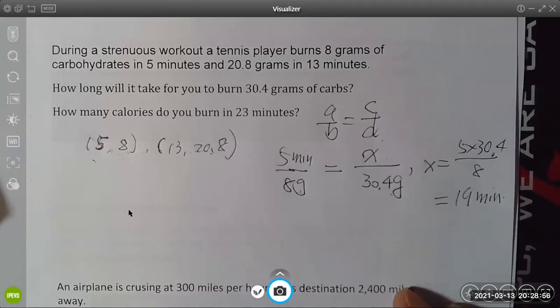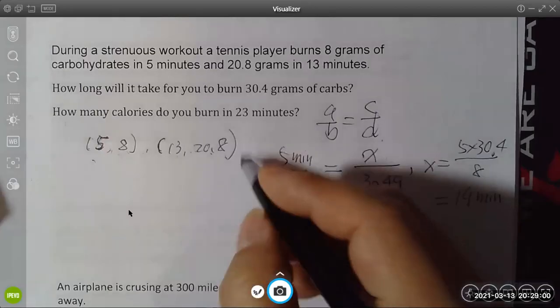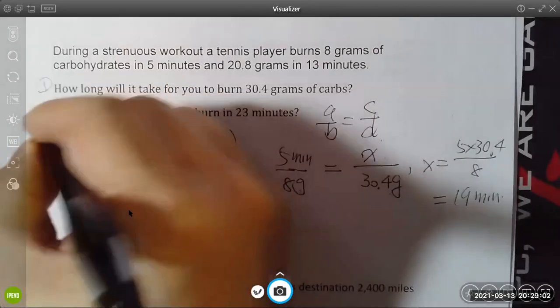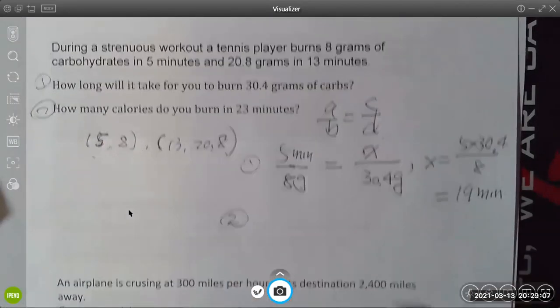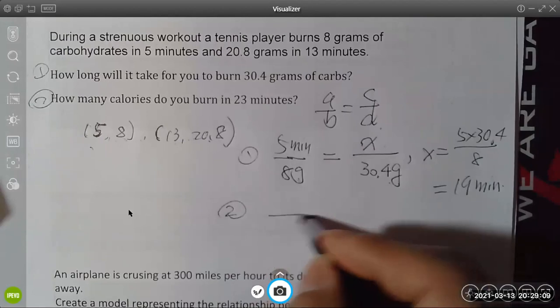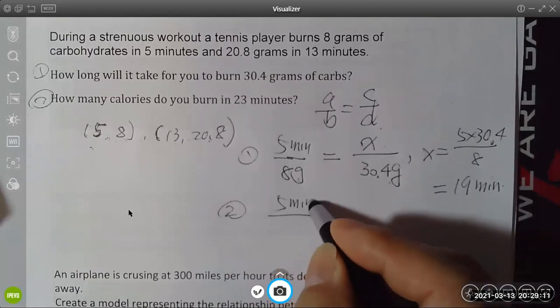And let's say next one. The next question is question 1 and question 2. Question 2 we solved the exact same way. You can also still use this for 5 minutes, 8 grams.